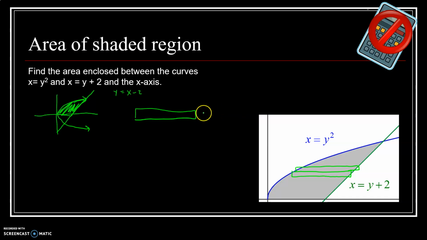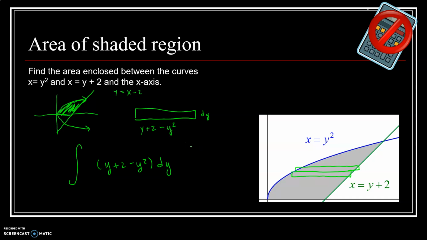The height of my rectangle is going to be a little tiny change in a y coordinate. And the width of my rectangle is going to be this x-coordinate minus this x-coordinate. So it's going to be the further right function, which is y plus 2, minus the further left function, which is y squared. And so when I add up all of those infinitely many little rectangles, the area would be the integral of y plus 2 minus y squared times dy.